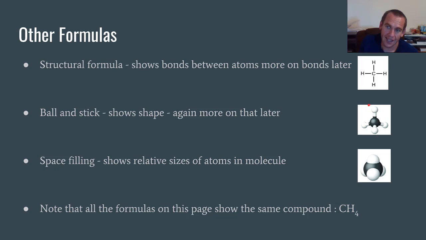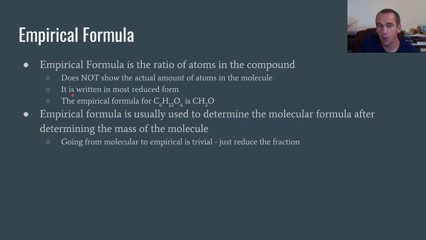These are not to scale in this image. In this final image, it's a space-filling compound. It does show the relative sizes of the atoms within the molecule. So those are just 3 other ways of representing a chemical compound. Now, molecular formula tells me the exact number of atoms that are actually bonded to make that particular molecule.